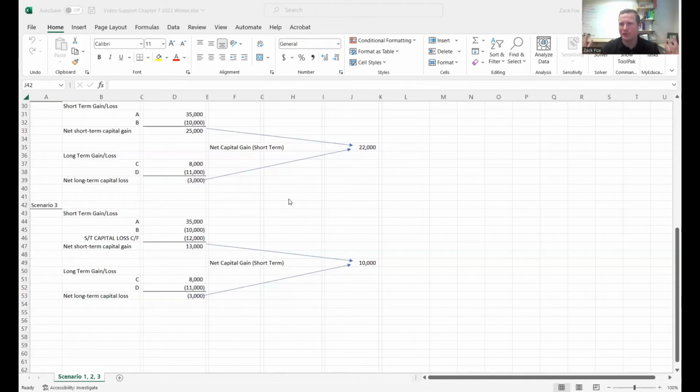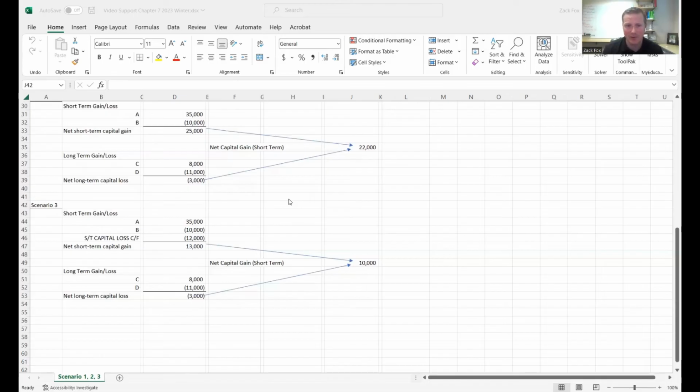Now the way to think about this short-term capital loss is as if it's another transaction happening in the current year. Yes, it occurred last year. However, we're going to think of this as if it happened this year. So it was a net short-term capital loss carry forward that we had, and we're going to throw that into our short-term capital gains and losses.